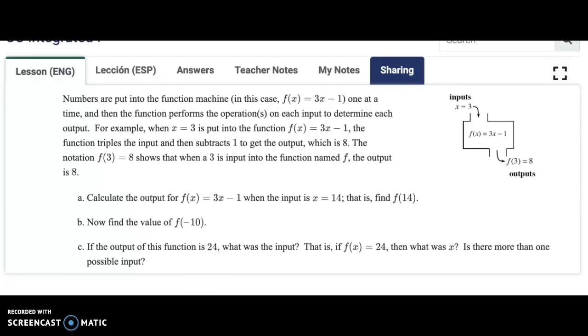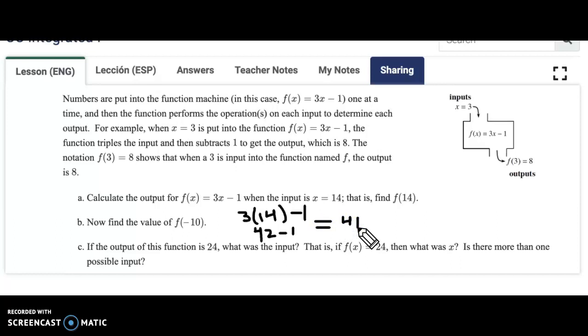So now notice the next part of this problem says, calculate the output for f of x equals 3x minus 1, when the input is 14. So this is saying, let's plug 14 in here. So again, I can rewrite that. I can do 3 times 14 minus 1. We're going to start off, we're going to do our 3 times 14, and we will end up with 42. Then we can subtract 1 from that, and we will end up with 41.